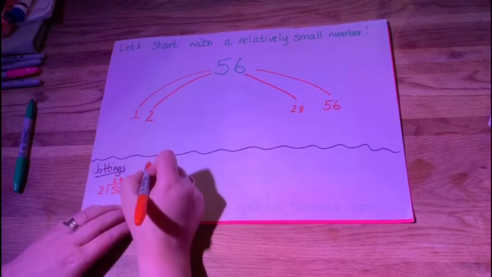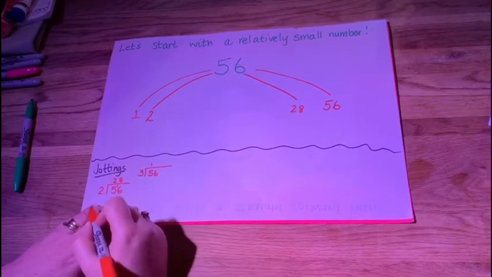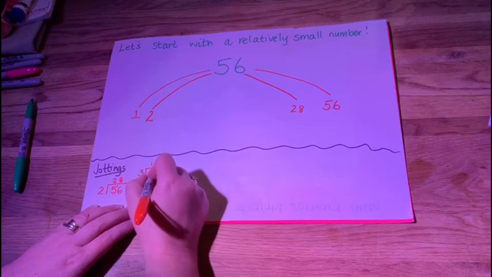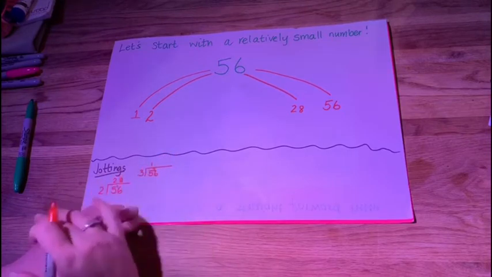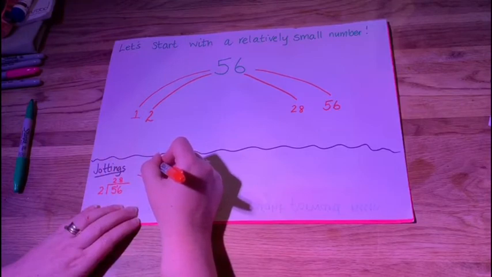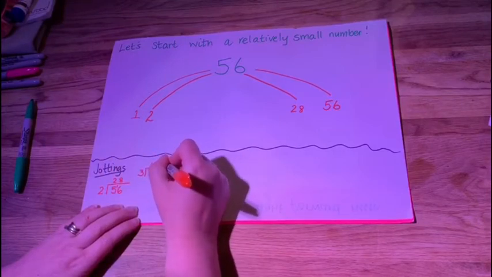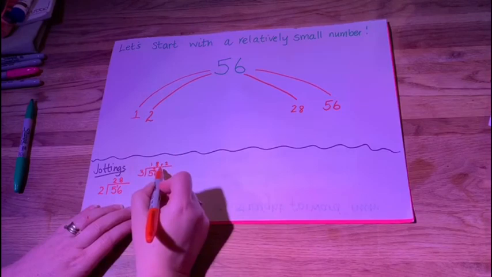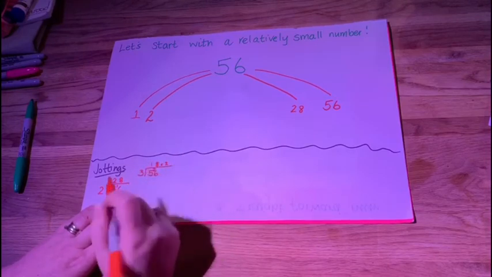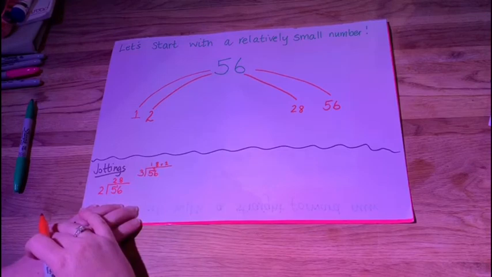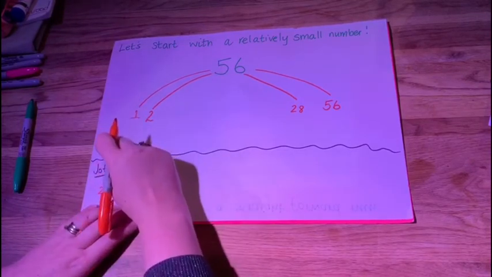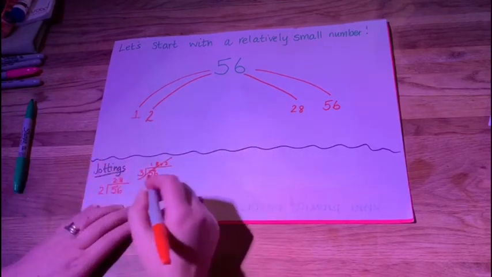So 3's into 5, go once. 3's into, carrying over the 2, and then 3's into 26, go 8 times, remainder 2. Now, because there's a remainder, it means that it is not a factor of 56. So we're going to cross that out. So my next number I'm going to check is number 4.